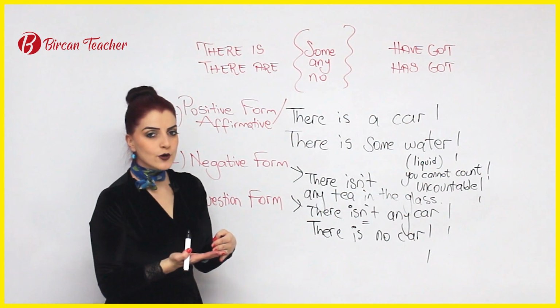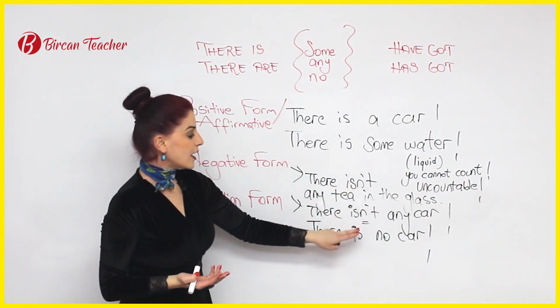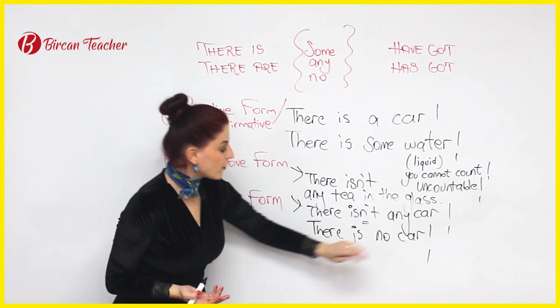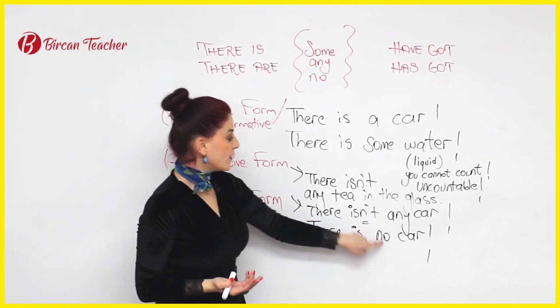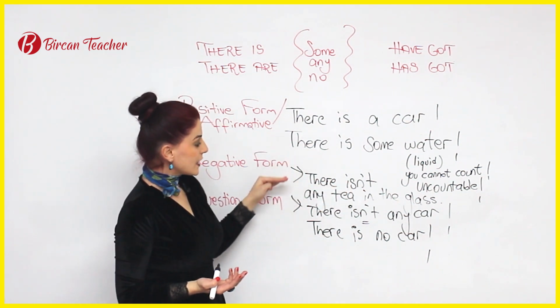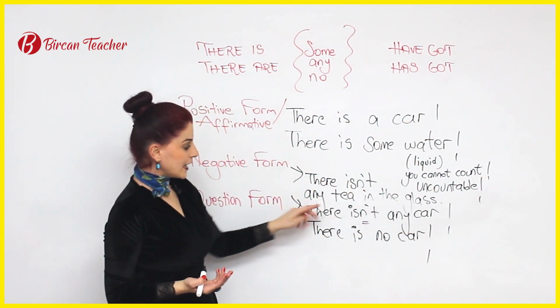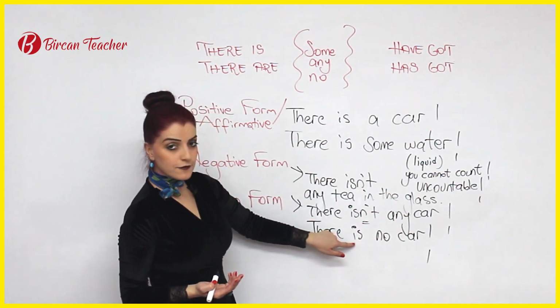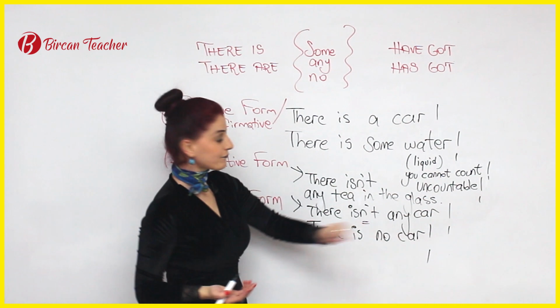For negative forms, isn't, aren't, any. For the no form, there is no, there are no, you will see. So isn't any, you can see the negative form with any, but with no the verb is in positive form because no is here.